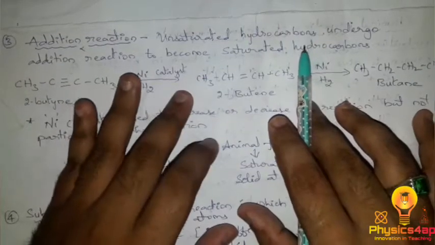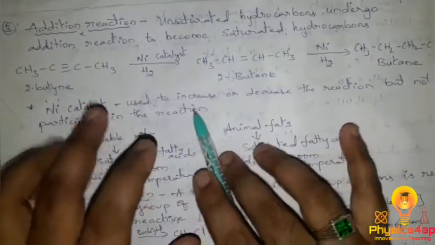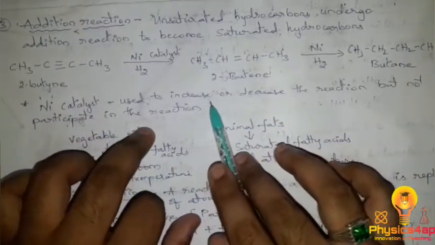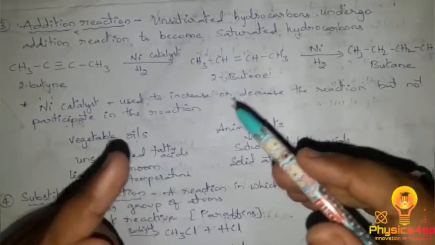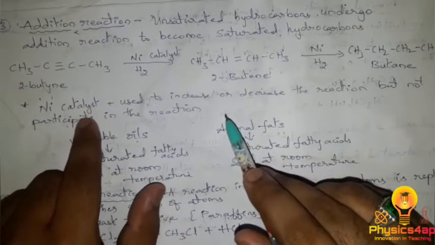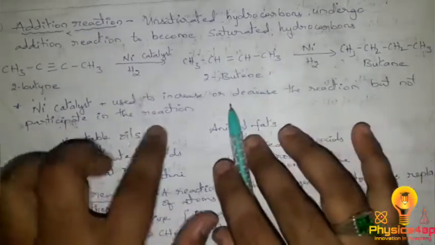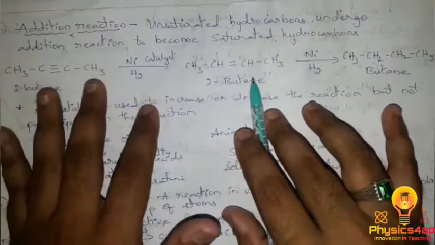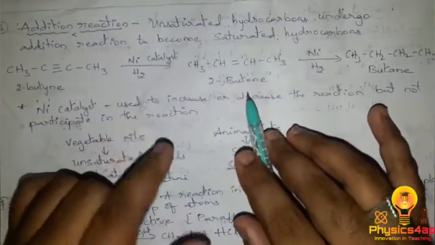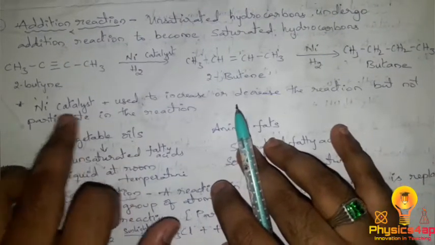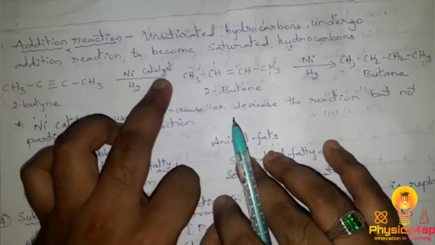So what is a catalyst? The catalyst is a chemical or a compound or an element, whatever it may be. It is used to increase or decrease the rate of the reaction, whether it should be done faster or slower. It can be done with the help of the catalyst, but that catalyst is not participating in the reaction itself. It is not involved in the reaction, but it makes the rate of the reaction faster or slower, which is called a catalyst. The catalyst which we are using here is Ni, that is nickel.